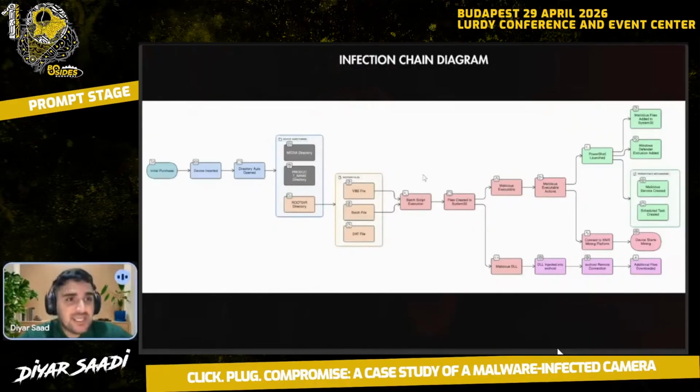So the initial purchase: one of my friends bought a camera from Temu, plugged the device into a laptop computer, and the directory automatically popped up, a media directory, product name, product root directory. We have a VBS file, batch file, .dat file, and the batch execution creates a file and folder in system32, a malicious executable, and so on. It's a long diagram, but it contains the full chain and the full report of our investigation.